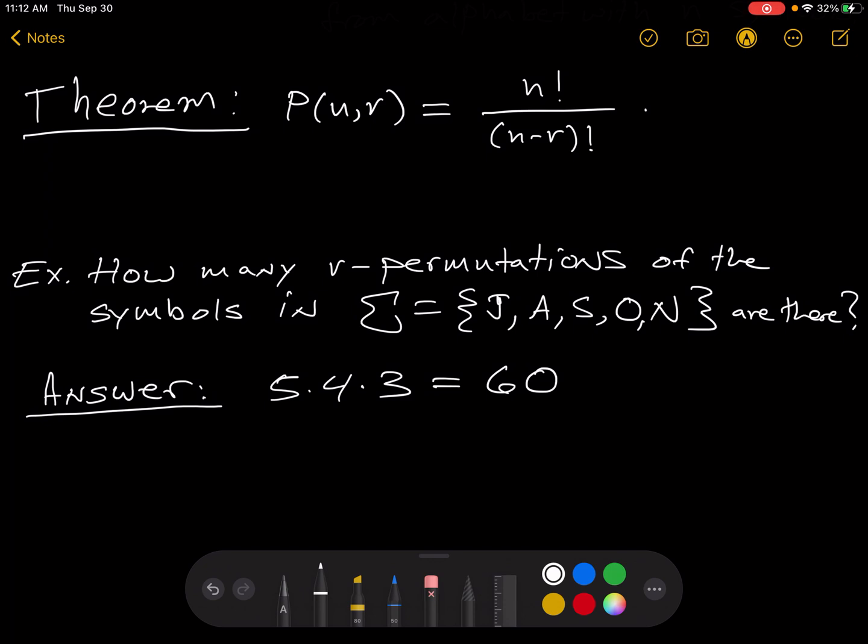Now another way to write this answer is to simply write P(5,3). That's the answer. Because what is P(5,3)? P(5,3) is the number of 3-permutations where symbols are taken from an alphabet with 5 symbols. And notice that this alphabet does in fact have 1, 2, 3, 4, 5. So one way to write this answer is just to simply write that.